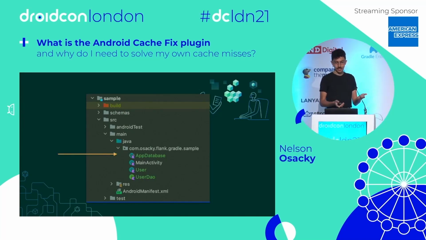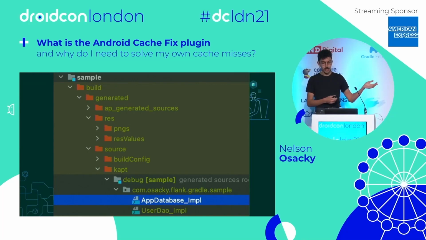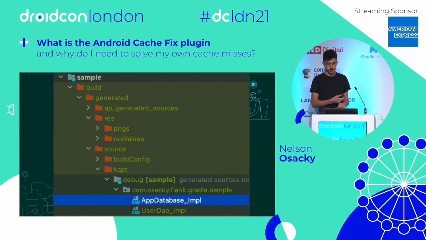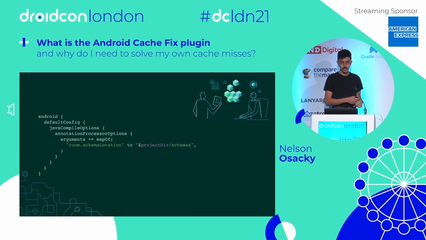Let's say you have your app database, right? You declare this in your source code, and then Gradle is going to write some stuff to the build folder, right? That is how annotation processors work. You add annotations, it writes stuff to the build folder. In this case, it's going to be writing the app database to the kapt/debug folder, and there's the whole package name there. And then there's this other thing, which is the Room schema locations.